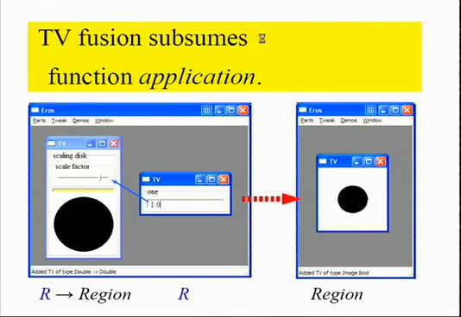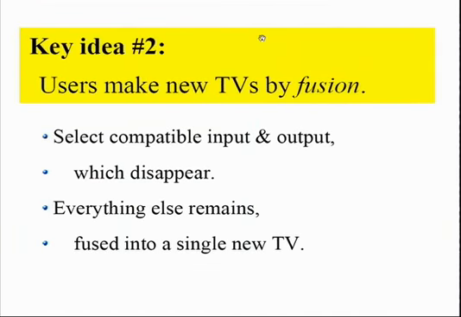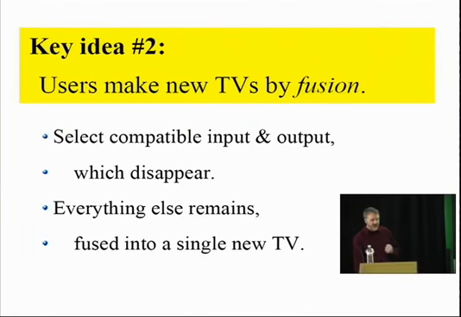So that is key idea number 2 is fusion. And what happens in fusion? Well, we select compatible input and output. Those 2 disappear. Everything else remains and is fused into a single TV. And that, I think, is what distinguishes this from at least most visual languages.